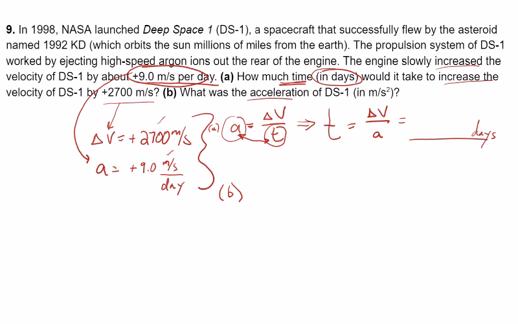Part B is only a conversion question. It wants you to say, what is the acceleration in meters per second squared, or meters per second per second? So now let's come back to our acceleration. It's a positive 9 meters per second. And then here's how I'm going to write it. I'm going to write it over 1 day. So in 1 day, it's going to change by 9 meters per second.